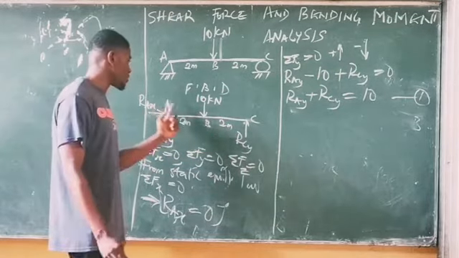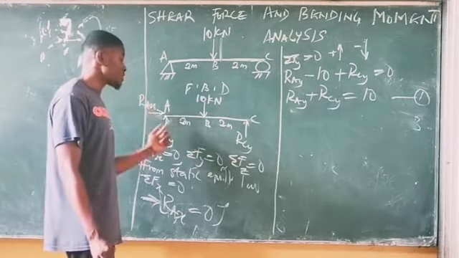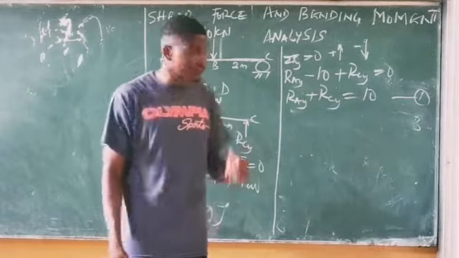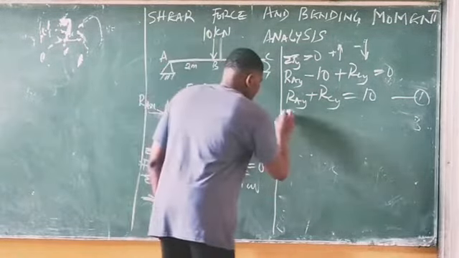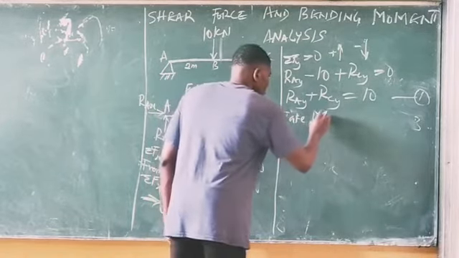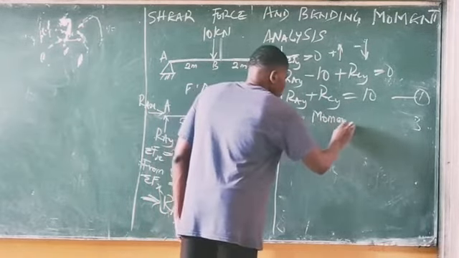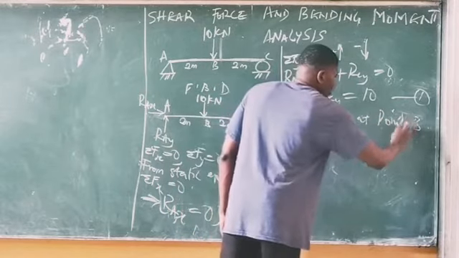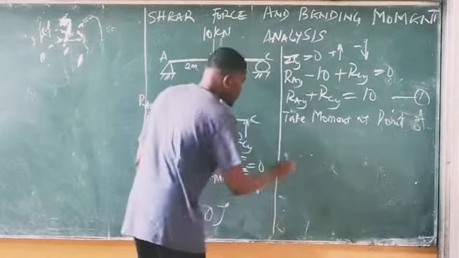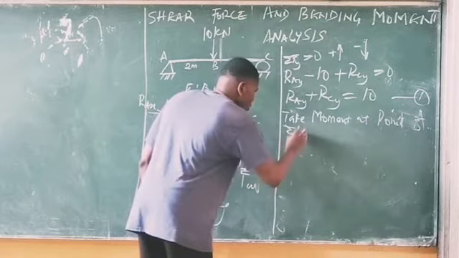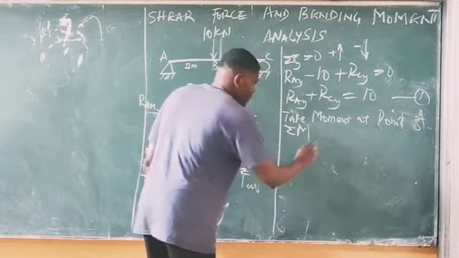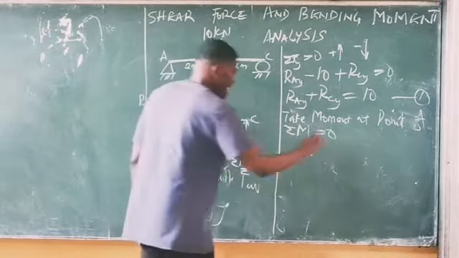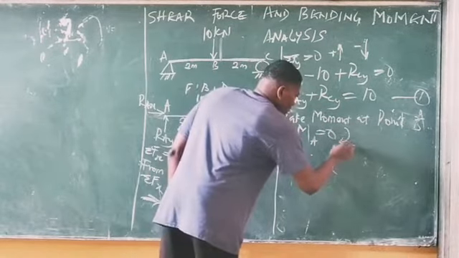But let's take moment at point A, since we have two forces at point A, knowing that the moment of those two forces at that point is 0. Alright, so take moment at point A. We'll take summation of moment from the law at any point, in this case point A, is equal to 0. So let's consider forces acting clockwise to be positive.